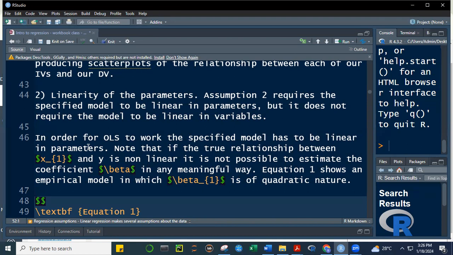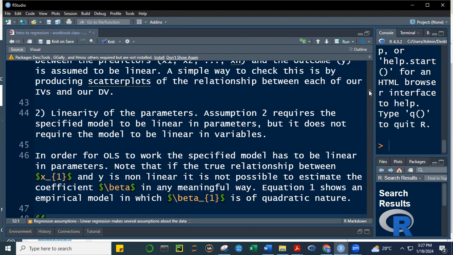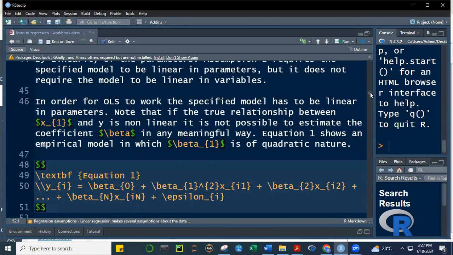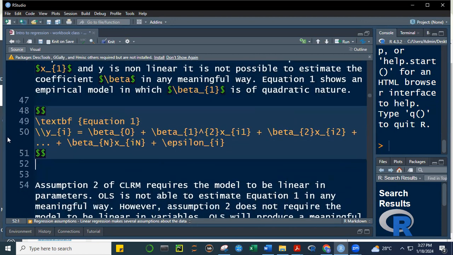So in assumption 1, the relationship between Y and X should be linear. The second one, class, is linearity of the parameters. What does that mean? When the model, class, says it should be linear in the parameters, it means our betas, our coefficients, should not be non-linear. When we say non-linear, they should not be squared, square-rooted, or reciprocal.